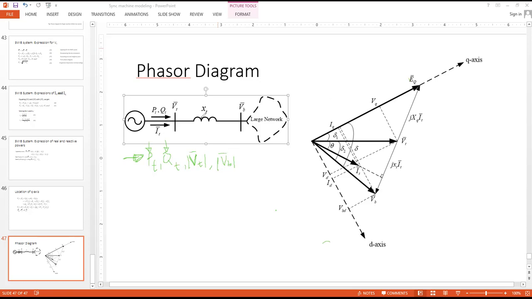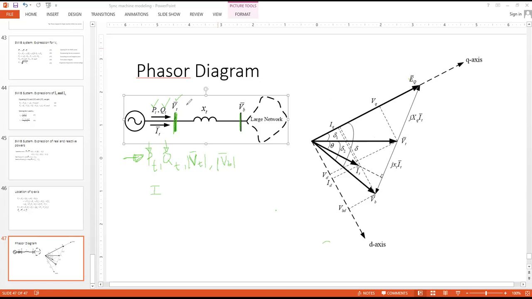Let's start at this bus. What do we know at this bus? On the left side, this bus, whose terminal voltage is VT, we know the PT, we know the QT, and we know the VT. Using these three pieces of information, we can easily calculate IT. Before that, simultaneously, we will try to build up the phasor diagram on the right.